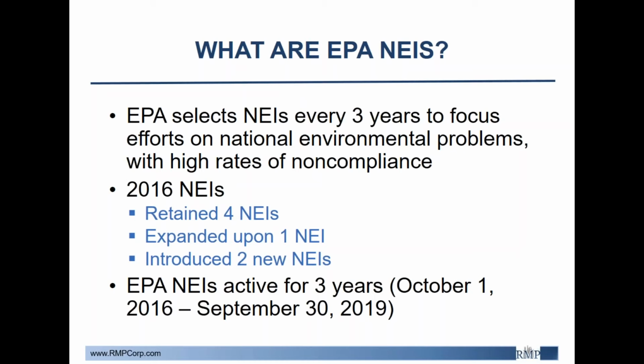So to begin, what are EPA National Enforcement Initiatives? EPA selects national enforcement initiatives every 3 years to focus national efforts on national environmental problems with high rates of noncompliance. So starting October 1st, 2016, the EPA announced 7 of its initiatives. 4 of these are retained initiatives. 1 is an initiative they expanded upon, while they have introduced 2 new initiatives. So these EPA NEIs will be active for 3 years, from October 1st, 2016 to September 30th, 2019, or fiscal year 2017 through fiscal year 2019.